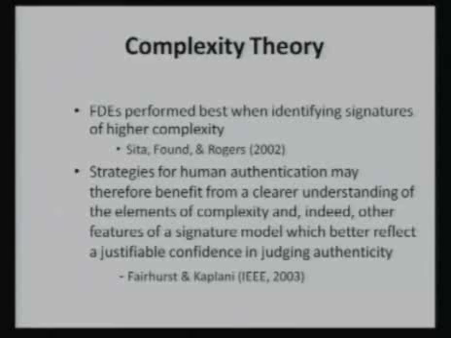Fairhurst and Kaplani, they are engineers, members of IEEE, of which Dr. Cam is the president, said that with complexity, strategies for human authentication may benefit from a clearer understanding of the elements of complexity, and indeed features of a signature model which better reflect a justifiable confidence in judging authenticity. They were working on what's called online signature verification. Someone writes a signature and it's being measured as the person writes. So the more complex it is, the better chance of establishing authenticity.